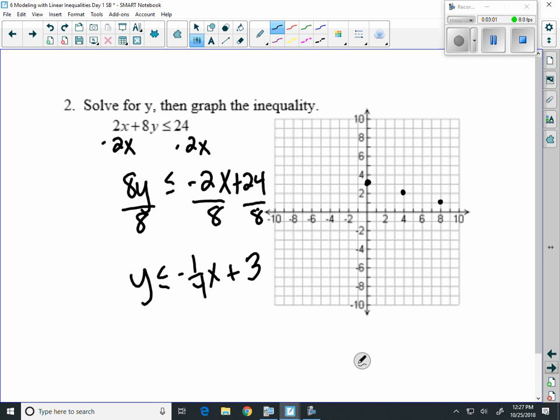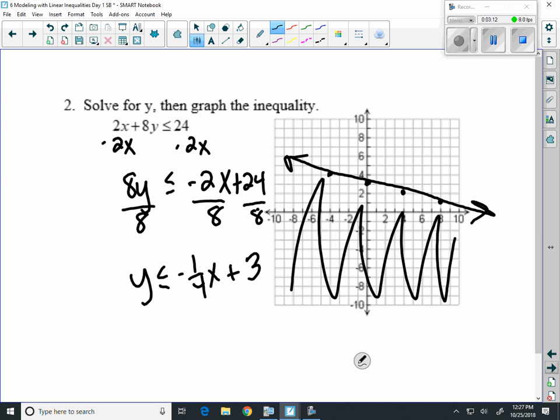Do I have a solid or dotted line? Solid line. Not the straightest, but that's okay. All right, where am I going to shade? Below. I'm just gonna draw my letters and hope that it looks right.